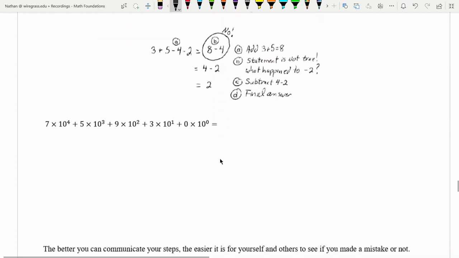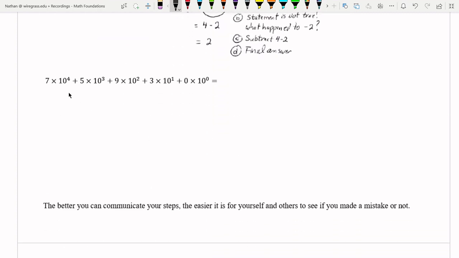So let me show you that, back to this problem that we had originally started with before talking about order of operations. This was the number 75,930. And I showed this using the actual meaning of our base 10 system as bases or powers of 10. And let's just prove that this does indeed equal 75,930.